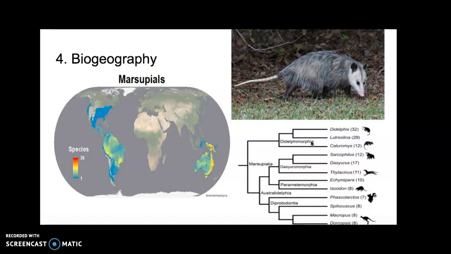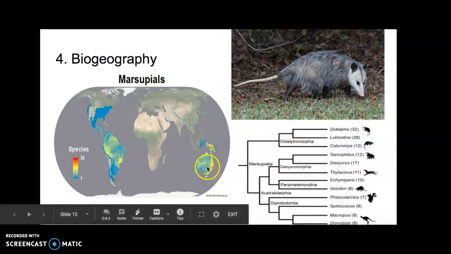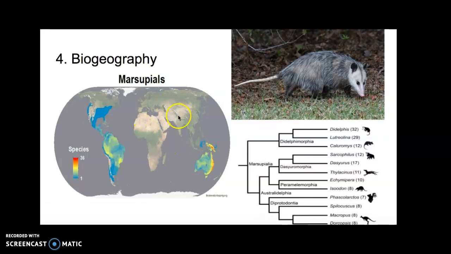What we've found was that there's a hot pocket of marsupials in Australia. Along the coast here of Australia, there's a ton of marsupials. So they've adapted and survived in this area for many, many years. And we only have one species. South America has the next highest, and there's none over here.